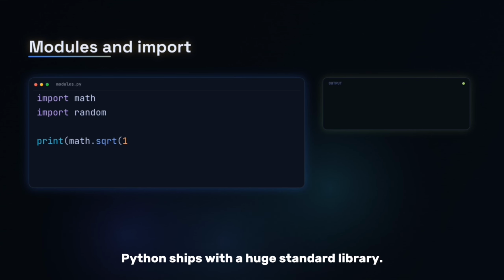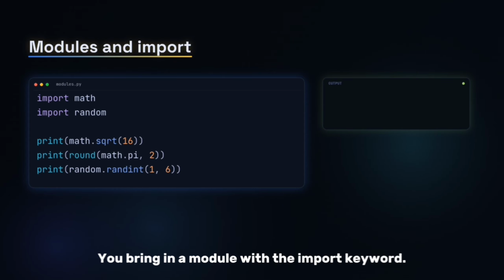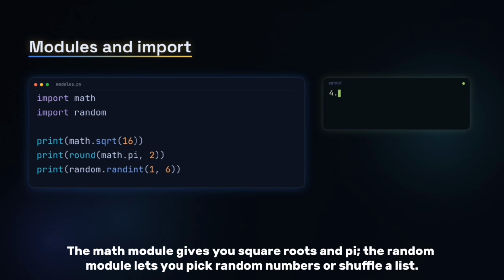You don't have to build everything yourself. Python ships with a huge standard library. You bring in a module with the import keyword. The math module gives you square roots and pi. The random module lets you pick random numbers or shuffle a list.